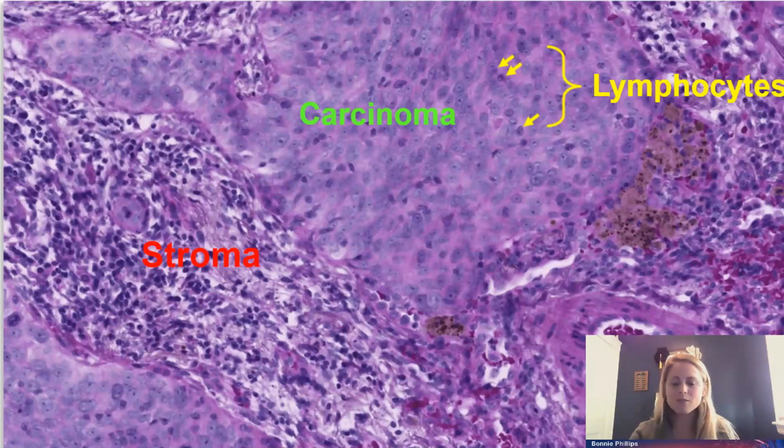And just looking at this image, we can easily differentiate the carcinoma from areas of stroma. Looking at the individual cells, we can even tell lymphocytes versus tumor cells. However, the limiting factor here is that we can't further differentiate these lymphocyte populations. And just to highlight a couple of lymphocytes in the upper right-hand corner, I have a couple shown in yellow arrows.